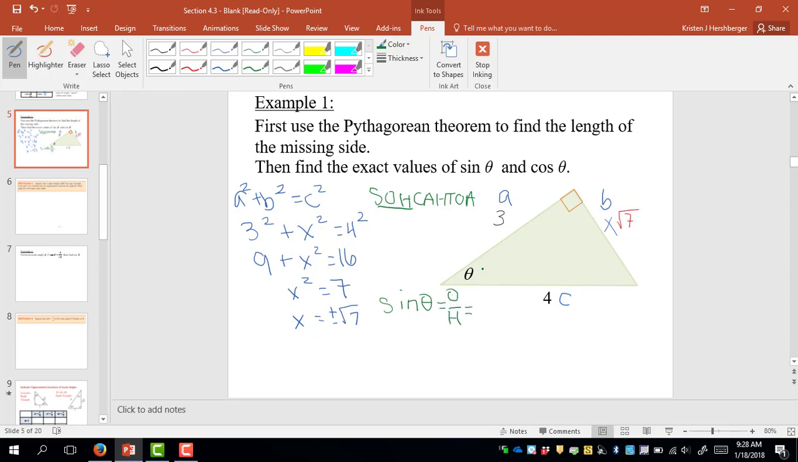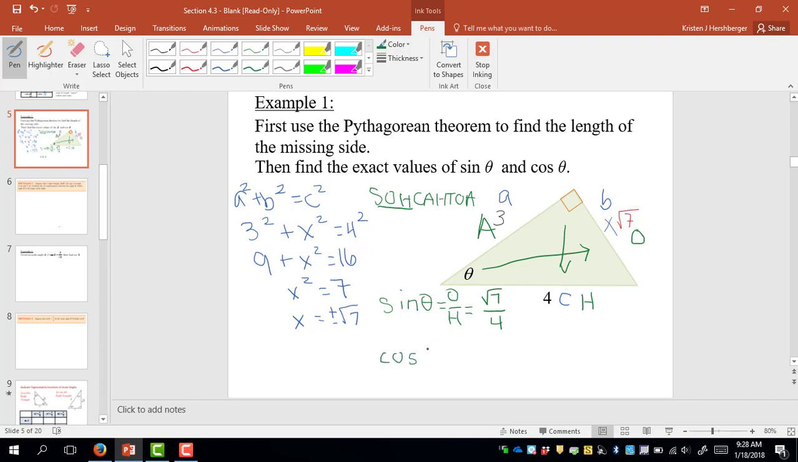And our opposite is across from the given angle. We know that the hypotenuse is across from the right angle, and the remaining side is the adjacent. So our opposite is square root of 7 over our hypotenuse is 4. So sine is square root of 7 over 4.